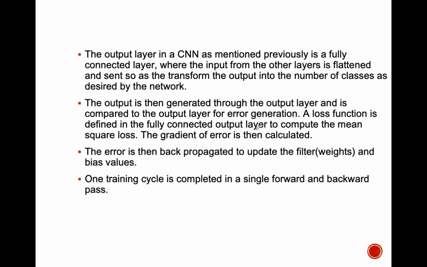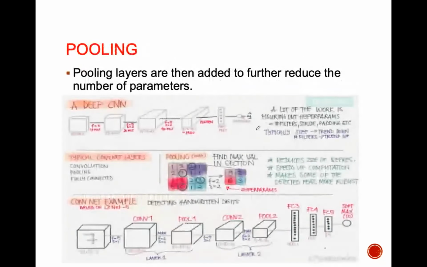Satya, any doubt here? No, but we'll be discussing pooling, right? Pooling is where you take the maximum values out of it. It reduces the size. What will happen? It will speed up the computation and make some of the detected features more robust. Here I have a 4x4 and I'm downsampling it to 2x2 with the important features. That means you are utilizing the proper values, which is important. That is the pooling operation.